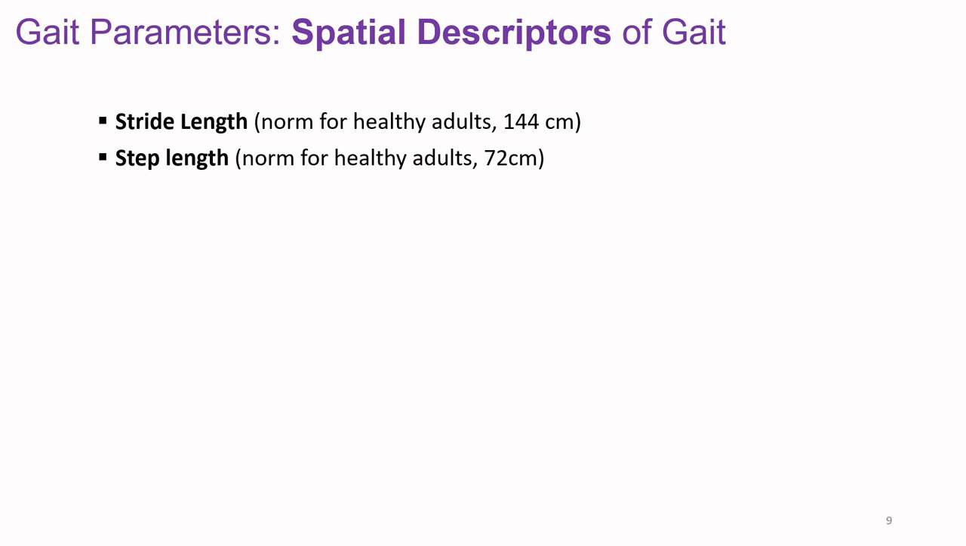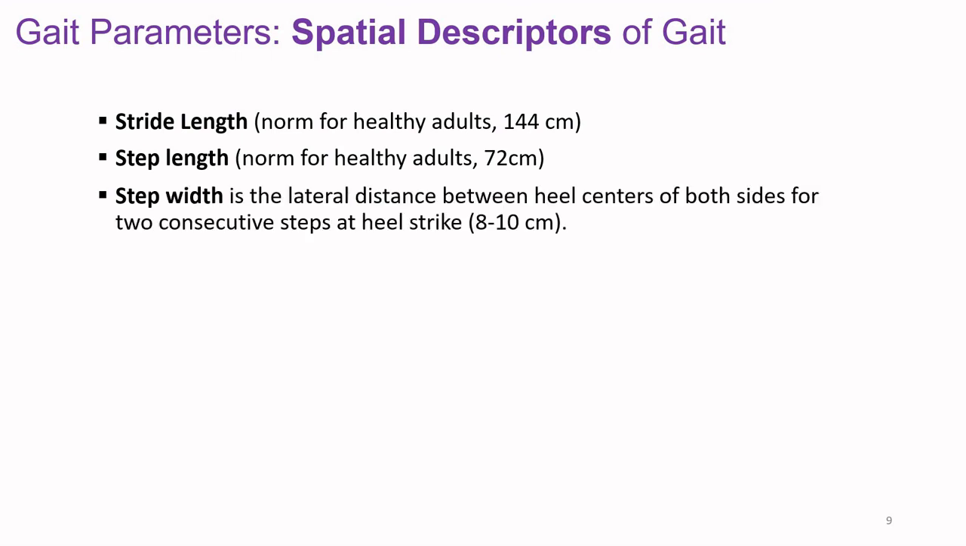The norms we have here are taken from a study where 2,300 pedestrians were observed, and these values were determined from those observations. Later on in the class, we will look at studies creating estimates of gait parameters within the laboratory, and you'll see some subtle differences between the two. Step width is the lateral distance between heel centers at heel strike. The norm for healthy adults is between 8 and 10 centimeters.